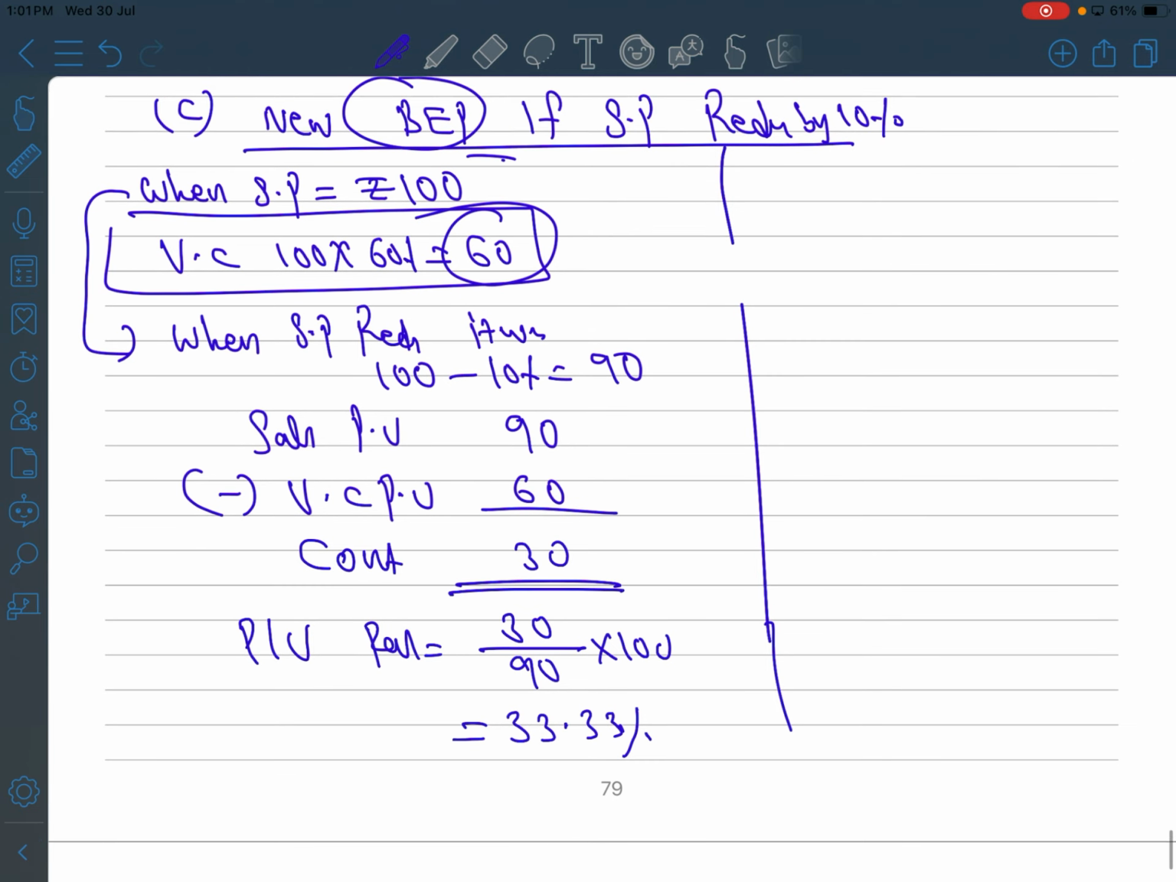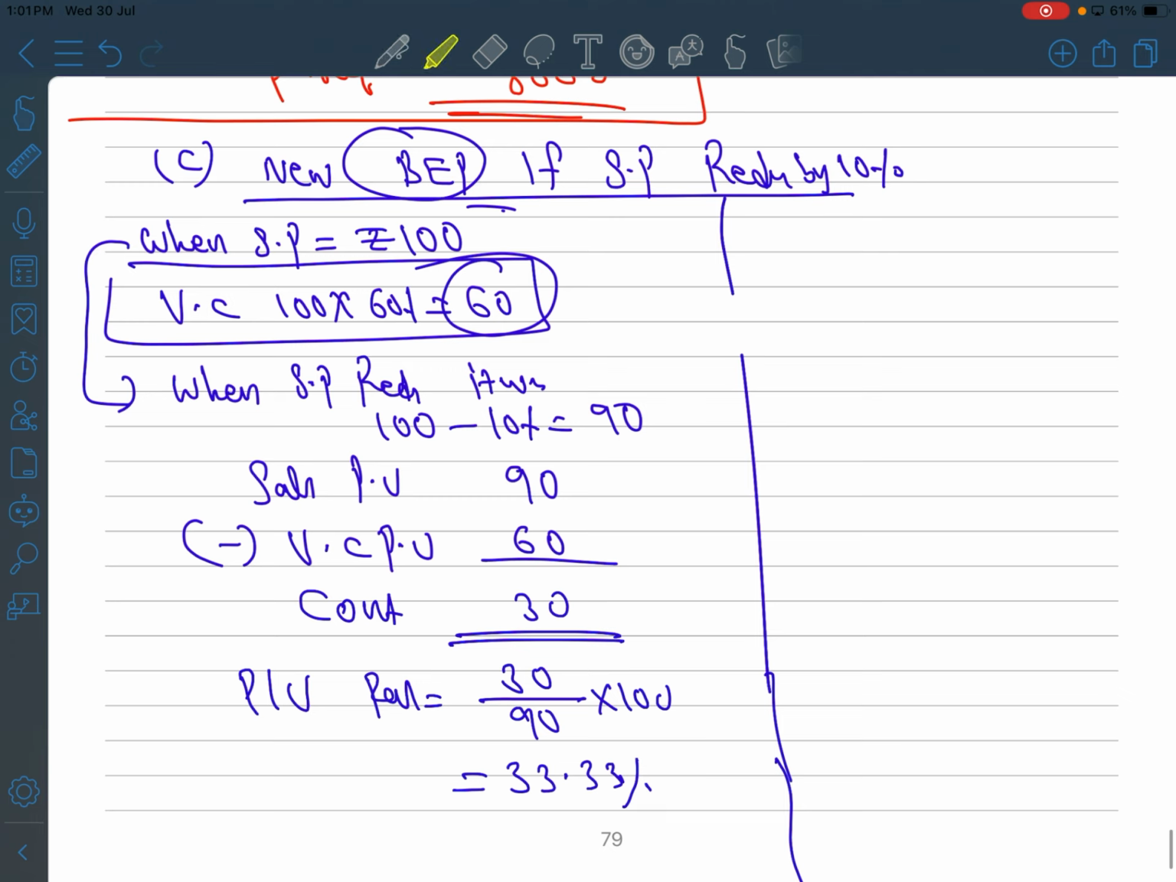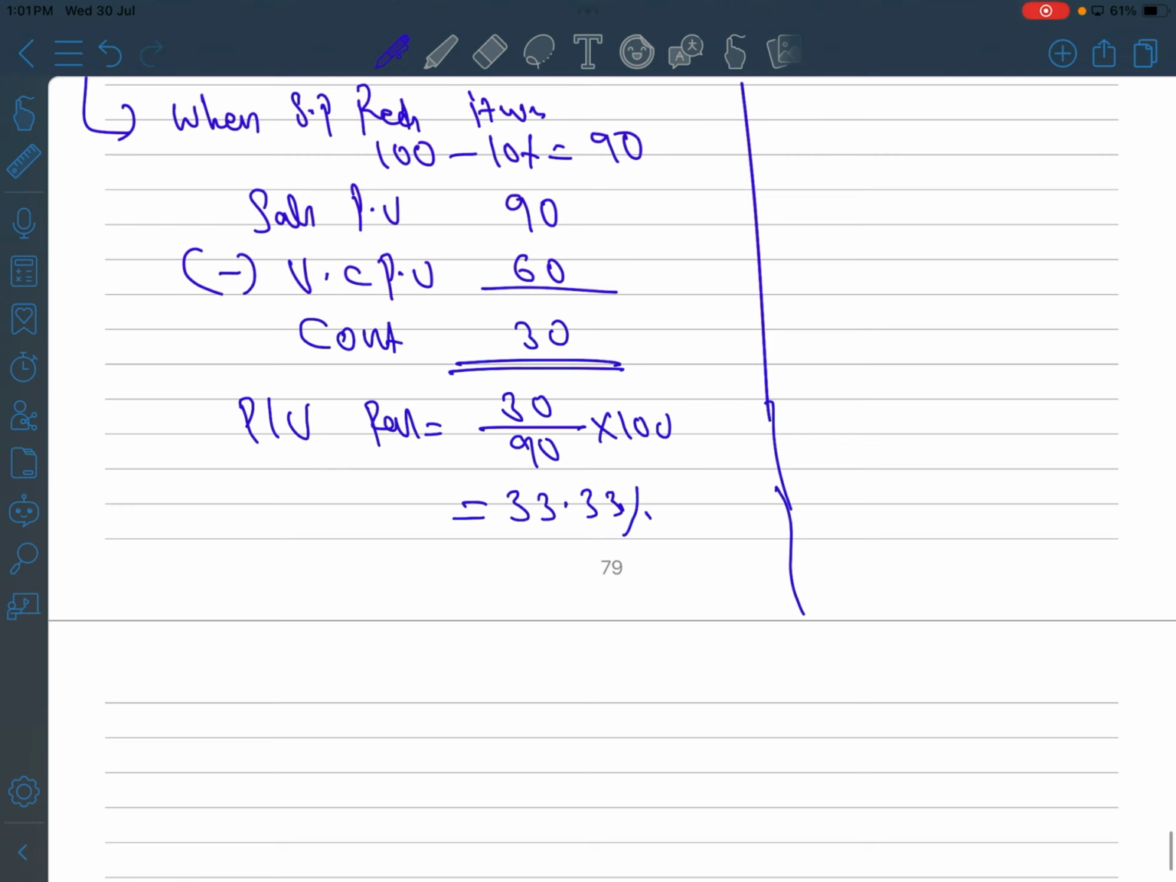What is the main part of the question? Break-even point. If selling price is reduced by 10%, break-even point is equal to fixed cost divided by PV ratio. Fixed cost is 8,000. It will not change. Divided by 33.333%. What will be the final answer?